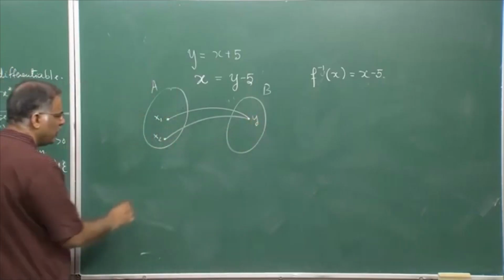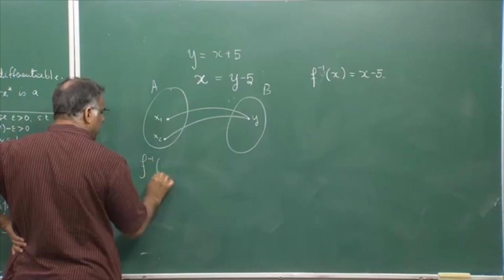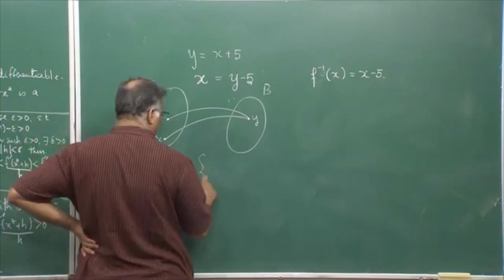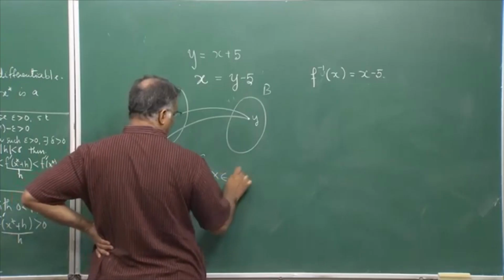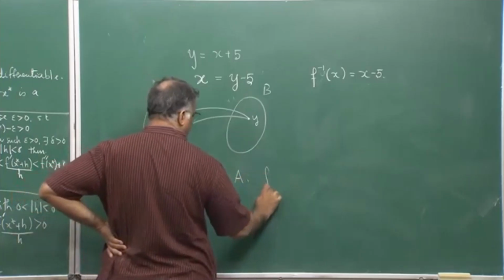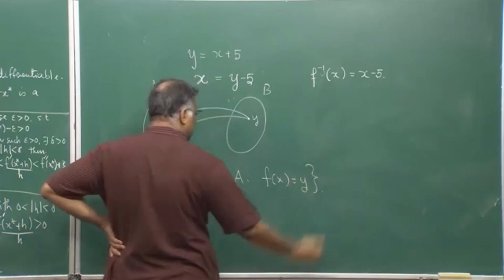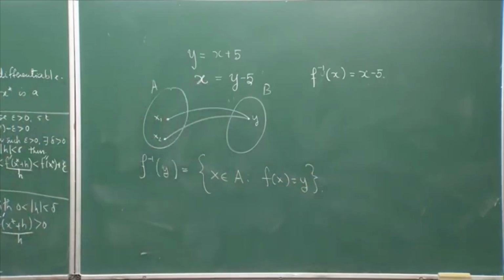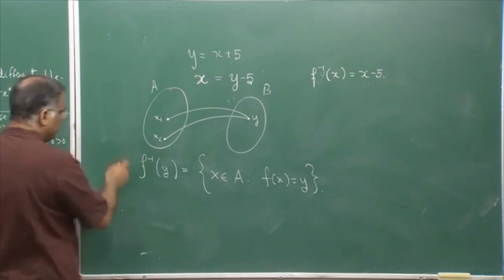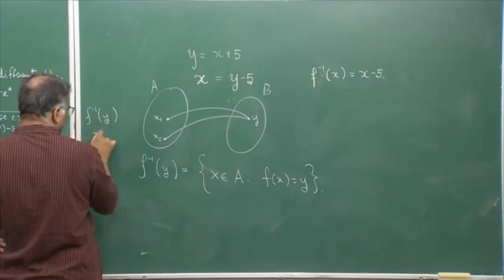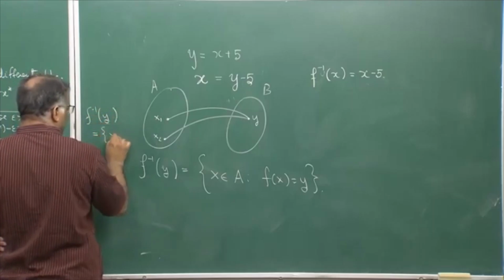So, what is f inverse y? F inverse y actually means the inverse image of y. It means the collection of all x in, say, A such that f of x is equal to y. That is the meaning of the inverse function. So, in this particular case, for example, here f inverse y is equal to x1, x2.